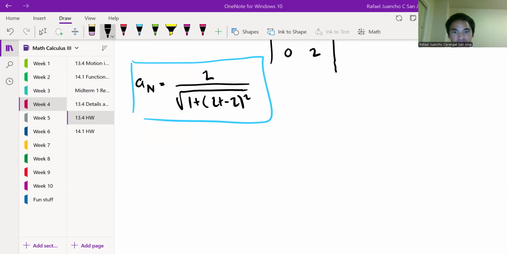Okay, so my tangential component is 4t minus 4, and I divide that by the magnitude of my velocity vector, or my first derivative of my position vector. So that's 1 plus 2t minus 2 squared, right? Okay, let me just quickly double check to see if that works. Just a quick check.